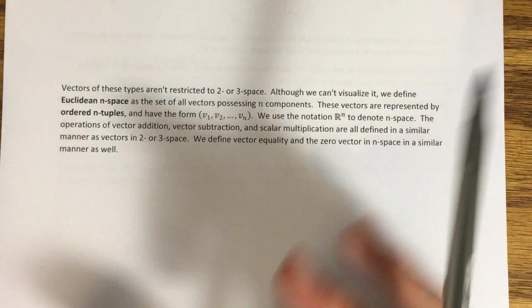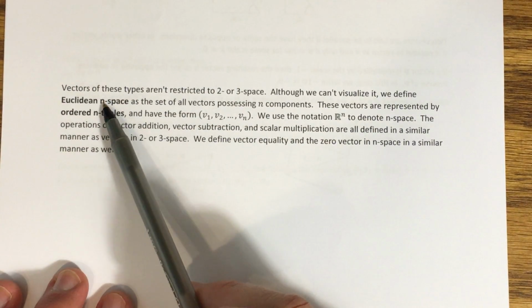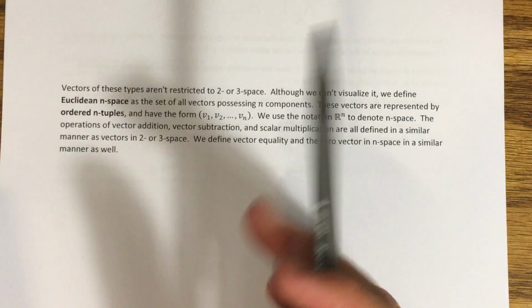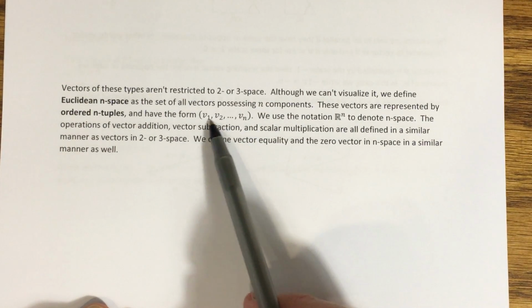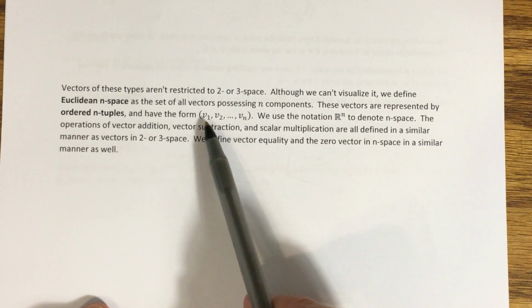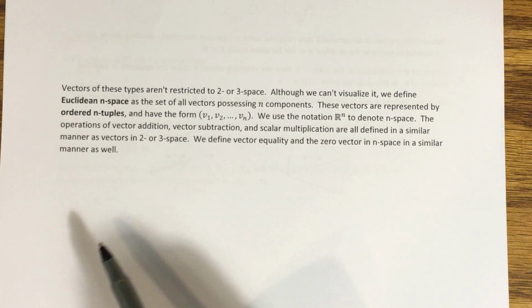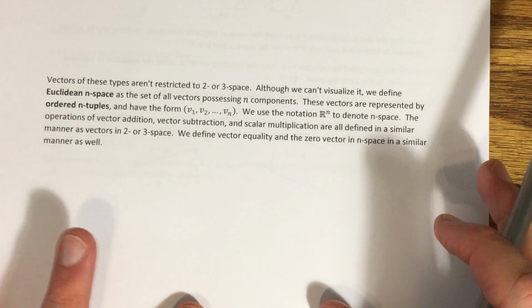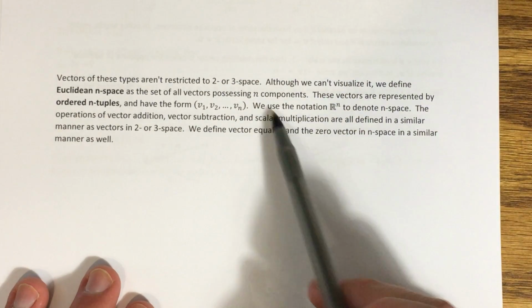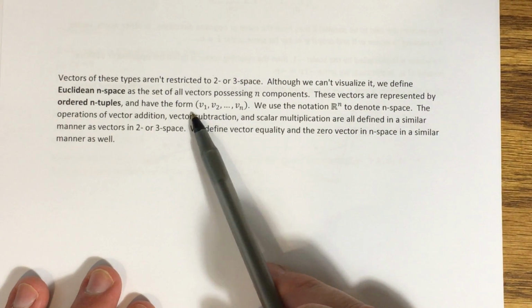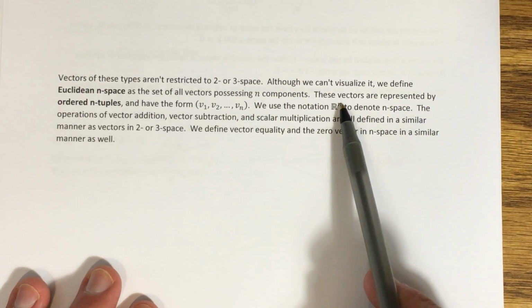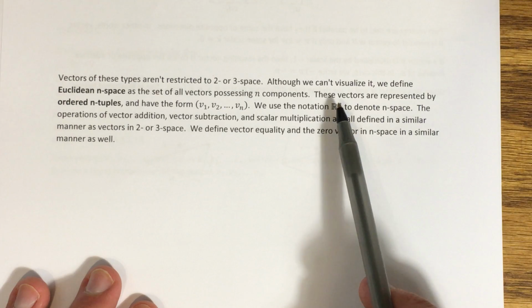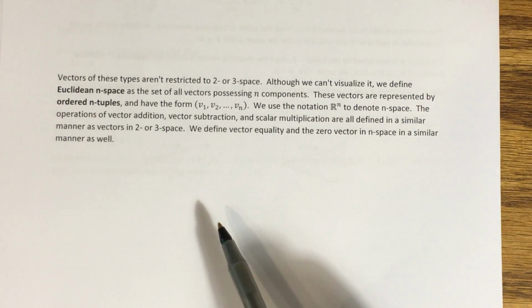So we define Euclidean n space as the set of all vectors that have n components, and we think of those as the set of all ordered n tuples, which here's a general ordered n tuple. We've introduced this notation before, but here's a reminder. The set of all ordered n tuples, so n space, is written this way, R to the nth power, and we usually just read this as R n when you see that.